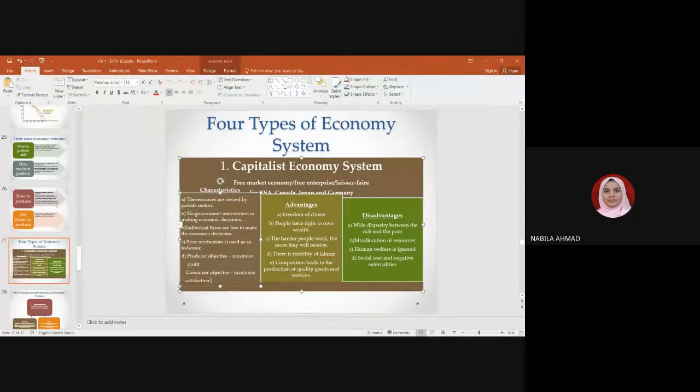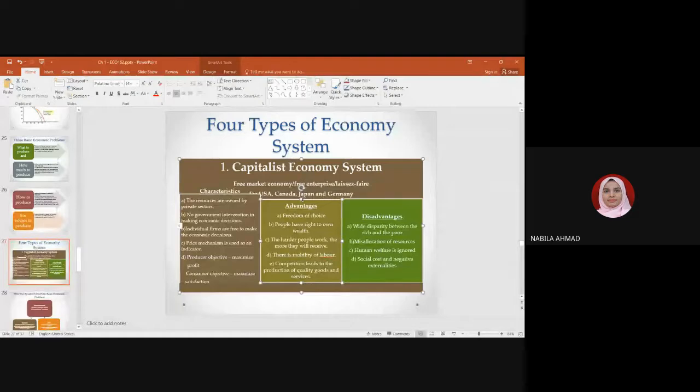Okay. So what about the advantages? Yeah, so the advantages of this system. Apa kebaikan sistem ni? So kebaikan sistem ni freedom of choice. Maknanya kita sebagai consumer, sebagai producer, we have a variety of goods and services. So kita boleh pilih lah macam-macam jenis barang yang ada di dalam negara kita. Okay, kenapa macam-macam barang yang ada di dalam negara kita?